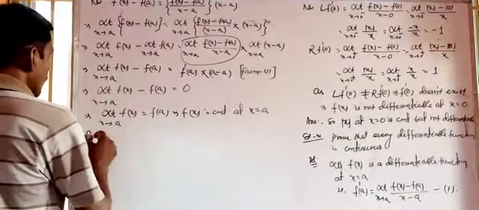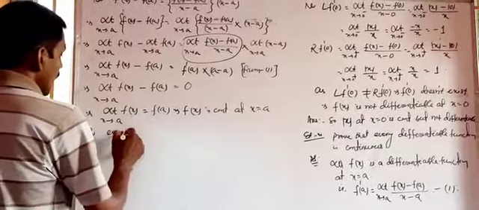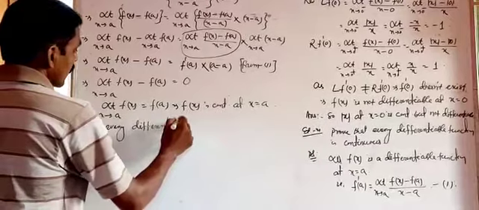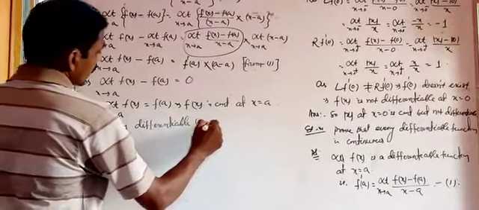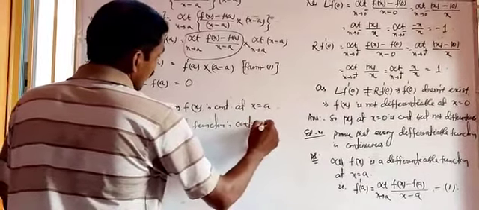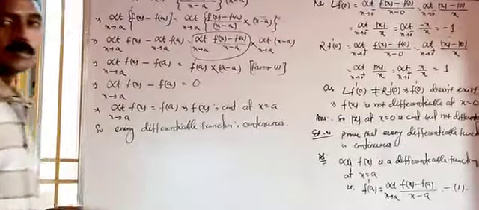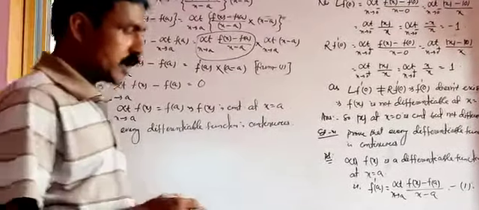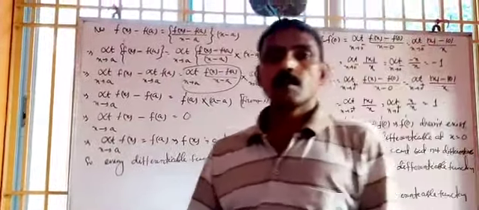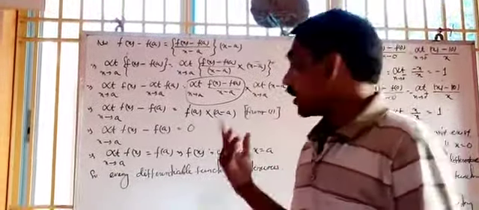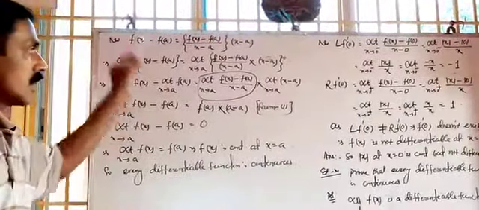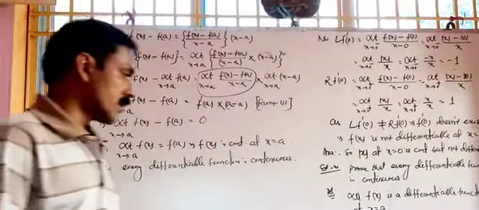So we have proved that every differentiable function is continuous. We have to remember every differentiable function is continuous, but every continuous function may or may not be differentiable. Now let us solve a few examples based on continuity and differentiability.